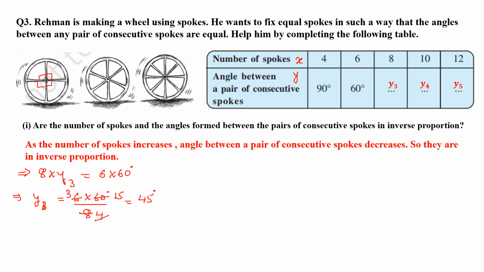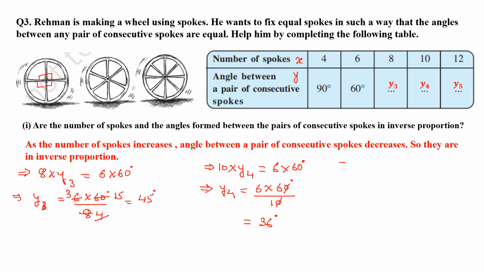Now next, let's find the value for y4. So again I can write 10 into y4 will be equal to 6 into 60°. So the value of y4 will be 6 into 60° divided by 10. And I can cancel out the zero. So 6 into 6 will give me 36°. So the angle between them will be 36°.